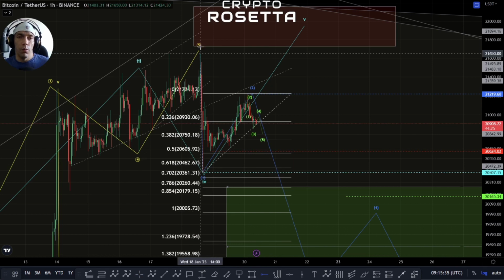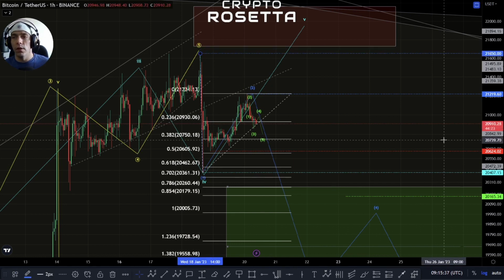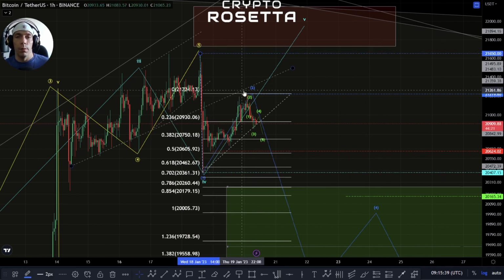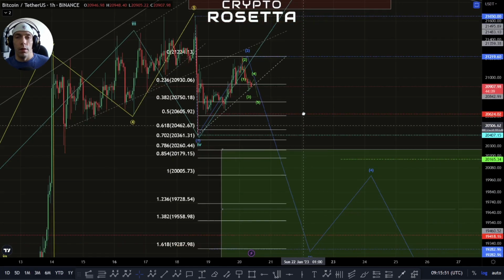And if we move back above 21,650, that would eliminate this potential completely. But for as long as we stay below this point, it is possible that we get a corrective structure into this, where we basically form this wave 2 and then break down from there.